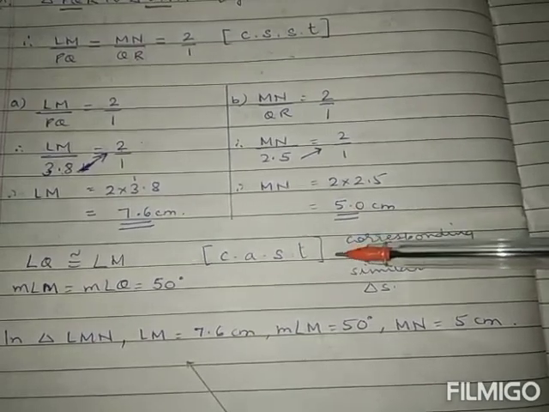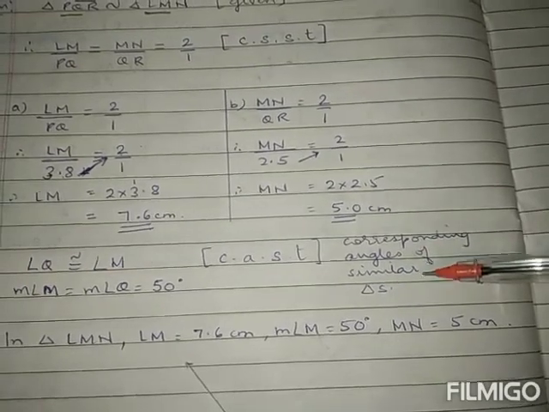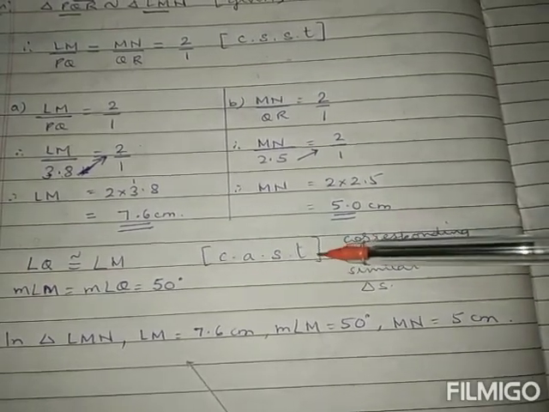These angles are congruent to each other because they are the corresponding angles of similar triangles. So we will write the reason as CAST.